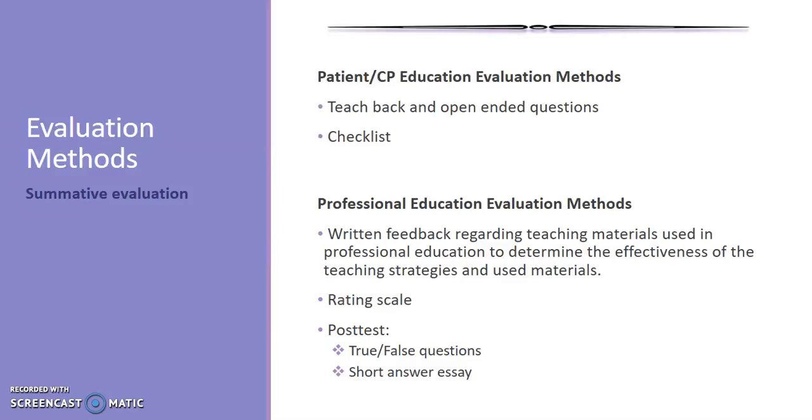Professionals will be evaluated by written feedback regarding teaching materials used in professional education to determine the effectiveness of the teaching strategies and used materials. The feedback will illustrate the effectiveness of the teacher and the content. To evaluate professional learning, the nurse will administer a post-test. It will include short answer essay and true-false questions. Based on the test responses, the nurse will be able to evaluate the effectiveness of the teaching session. The summative evaluation in the form of a rating scale and open-ended questions will be administered to evaluate the effectiveness of the teacher and the content as well.